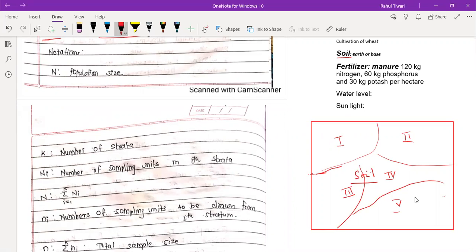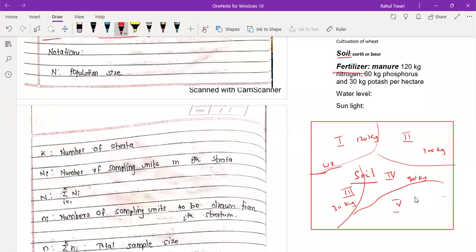So what type of fertilizer am I going to use? Let's say here I'm using 120 kg of nitrogen. Here I'm using 100 kg of nitrogen. Here I'm using 80 kg of nitrogen. Here I'm using 30 kg of nitrogen. So this is all my soil, all types of mitti are there, but I'm using different quantities of fertilizer here. Then I may give the water level, we will give sunlight.